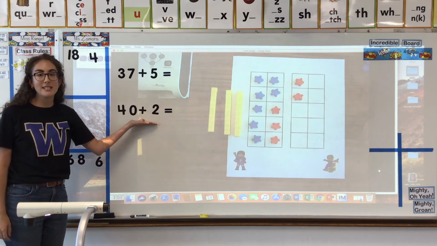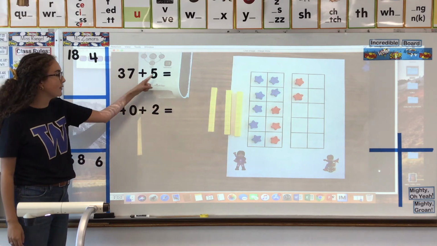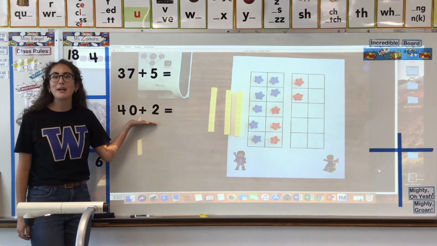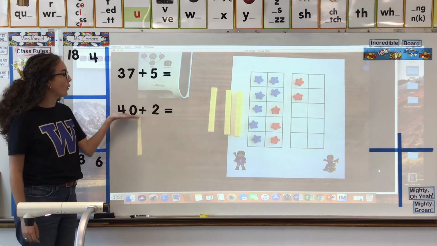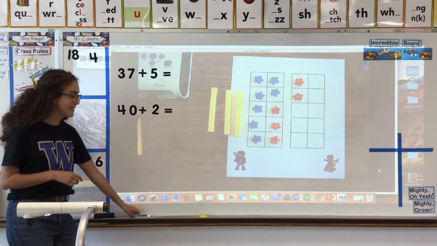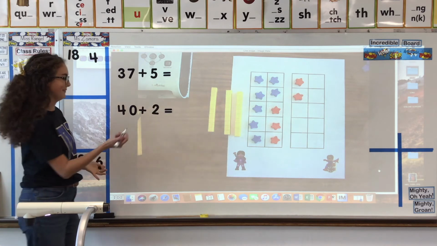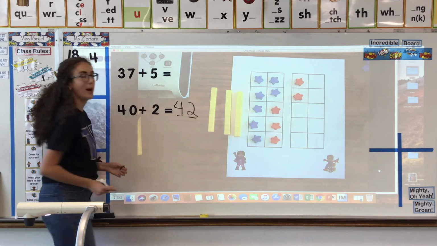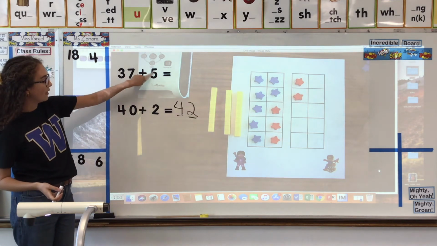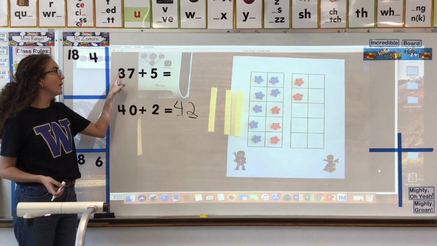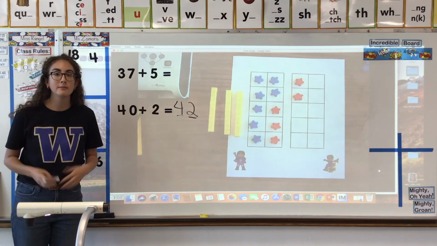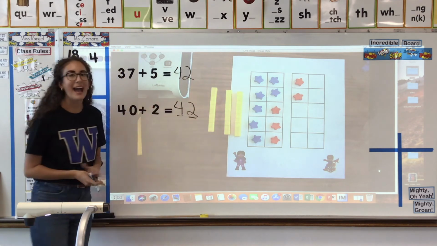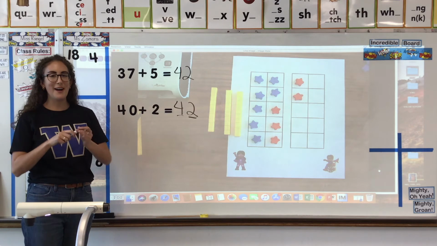So by using our 10 frame, we turned 37 plus 5 into 40 plus 2. This we can quickly solve in our heads. 40 plus 2 is what? 42. 4 tens, 2 ones. So if we know these are the same, what is 37 plus 5? It's 42 as well. Good job.